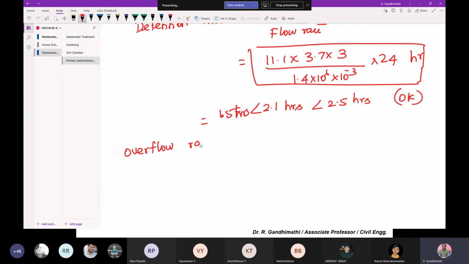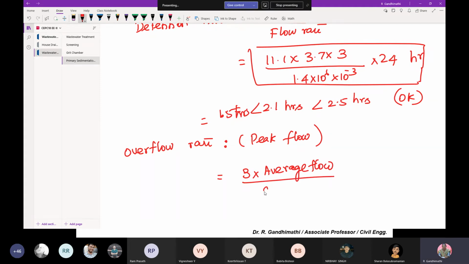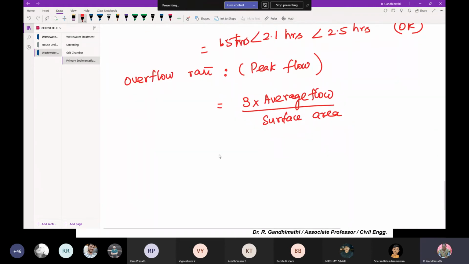Overflow rate corresponding to the peak flow, because we have designed considering the overflow rate corresponding to the average flow, but now we have to check it for the peak flow condition. The peak flow rate is 3 times the average flow, divided by the surface area. That will give the overflow rate corresponding to the peak flow condition.